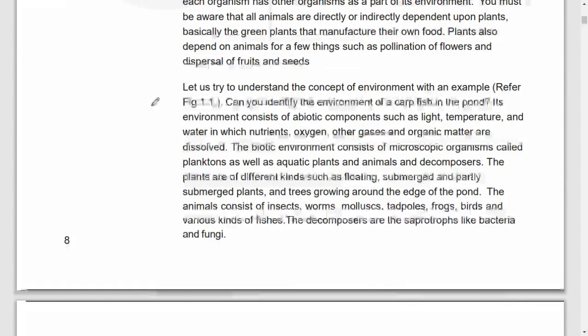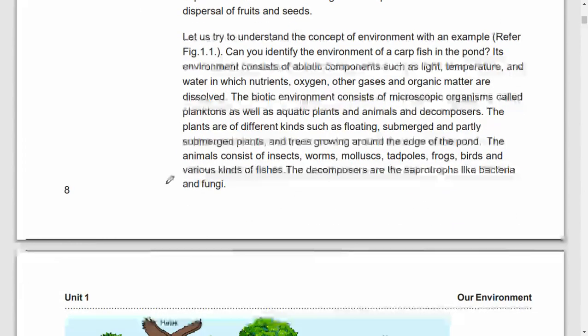The animals consist of insects, worms, mollusks, tadpoles, frogs, birds, and various kinds of fishes. The decomposers are the saprotrophs like bacteria and fungi.